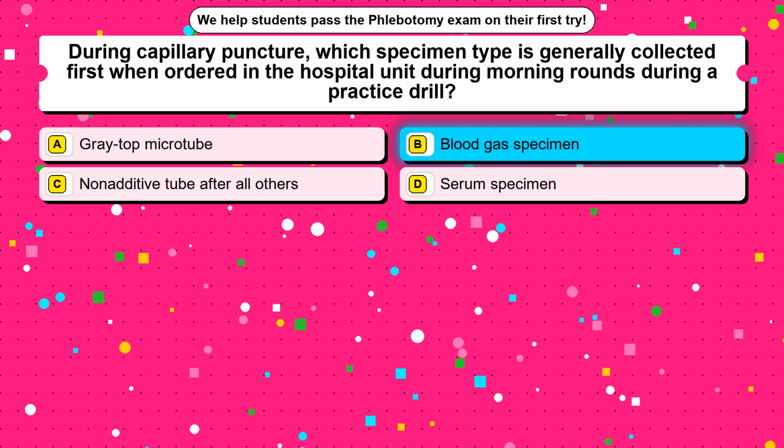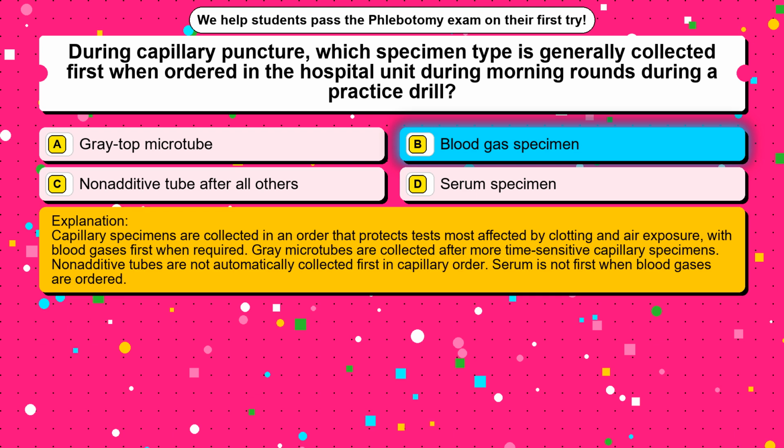Blood gas specimen. Capillary specimens are collected in an order that protects tests most affected by clotting and air exposure, with blood gases first when required. Gray microtubes are collected after more time-sensitive capillary specimens. Non-additive tubes are not automatically collected first in capillary order. Serum is not first when blood gases are ordered.